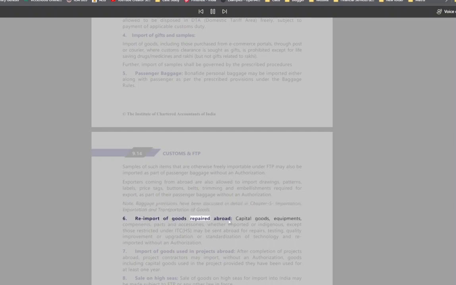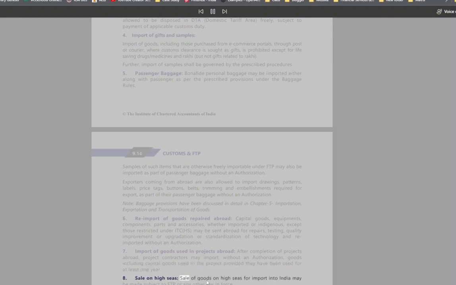6. Re-import of goods repaired abroad. Capital goods, equipment, components, parts and accessories, whether imported or indigenous, except those restricted under ITC(HS), may be sent abroad for repairs, testing, quality improvement, or upgradation or standardization of technology and re-imported without an authorization. 7. Import of goods used in projects abroad. After completion of projects abroad, project contractors may import, without an authorization, goods including capital goods used in the project, provided they have been used for at least 1 year.